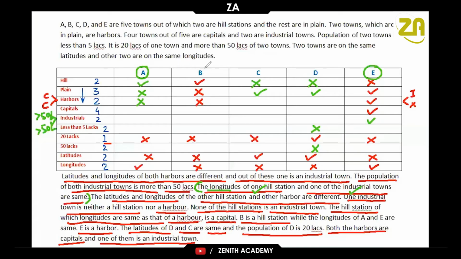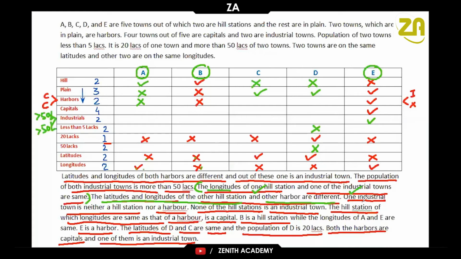So first of all, take the latitude and the longitude of other hill station. You decided A and B are hill station. So A and B longitudes are not same, latitudes are not same. So this condition is satisfied about hill station. And the other harbors are different, means the latitude and the longitude of the other harbor are different. This you decided E means A cannot be a harbor. It is okay because A and E have same longitudes, so it is already decided.